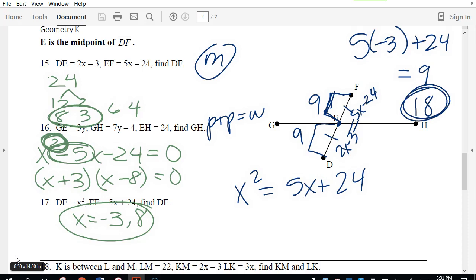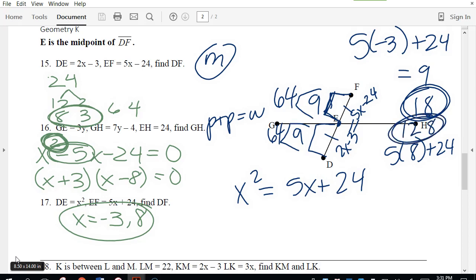Now you plug your other one in. You plug the 8 in. So 5 times 8 plus 24. Instead of negative 3, I'm putting the 8 there now. And you get a much larger number: 64. If this is 64, then this is 64. So you add them together or multiply it times 2, and that's where the 128 comes from. So those are the answers to the problem: 18 and 128. I did 8 and negative 3.